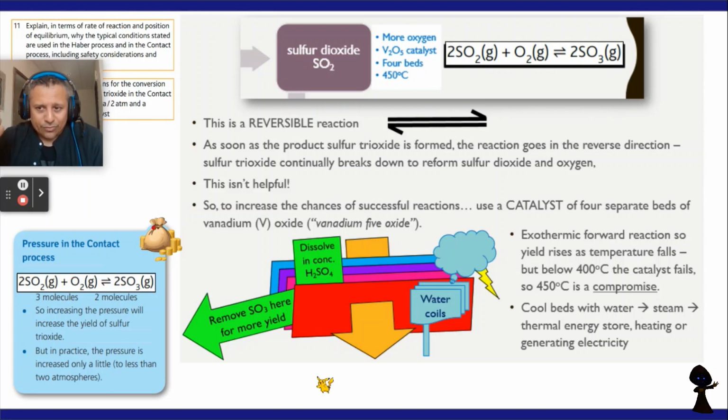It is an exothermic reaction running forward, so you do need to bear in mind that you can't raise the temperature too high, but the catalyst, vanadium(V) oxide, will actually fail below the temperature of 400 degrees Celsius. So 450 degrees Celsius is a compromise. In terms of pressure used in the contact process, yes, increasing the pressure will increase the yield of sulfur trioxide. You've got 3 molecules on the left-hand side, and you've got 2 molecules on the right-hand side. So increasing the pressure will increase the yield, but in practice, you only really need a little extra pressure, less than 2 atmospheres, for safety considerations and economics.